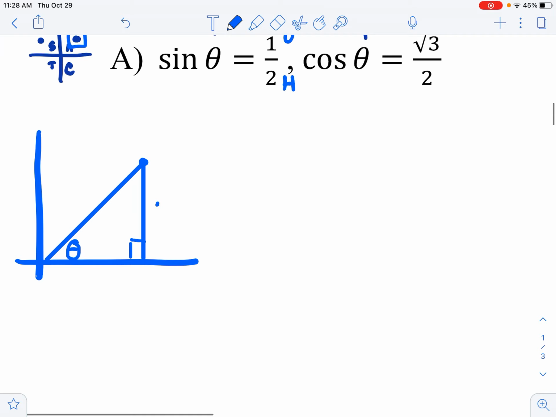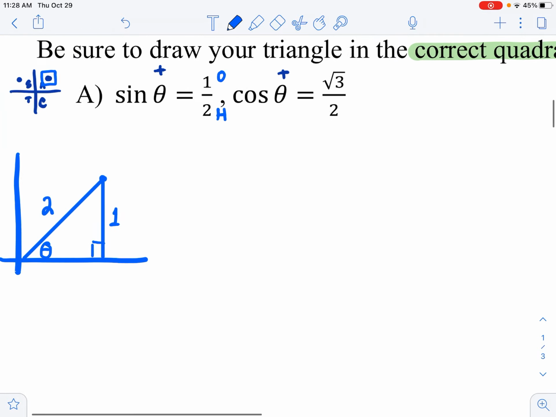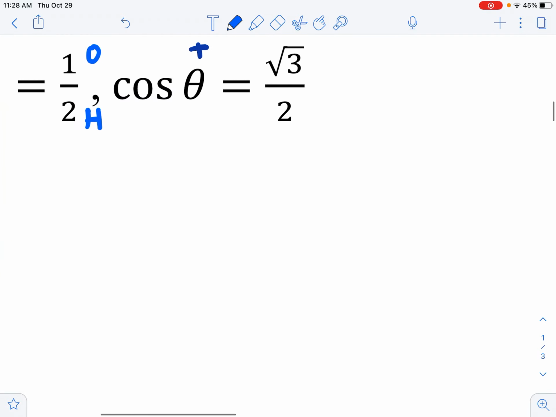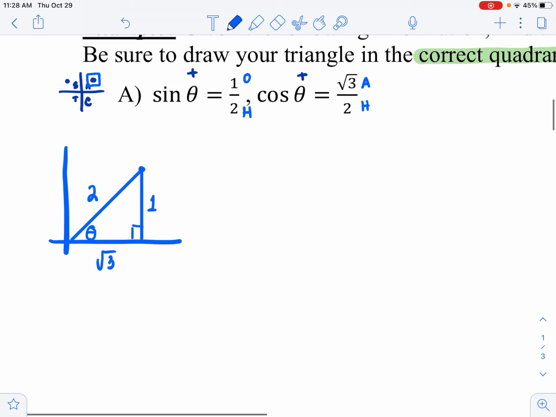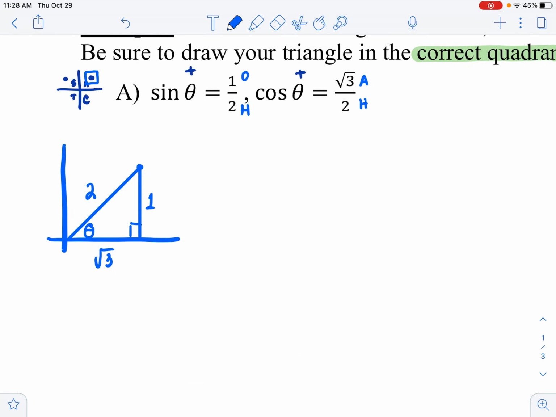Remember, sine is opposite over hypotenuse. So the opposite side is 1, and the hypotenuse is 2. Now, I might have to use the Pythagorean Theorem to get the third side, unless I was given more information that helps me. They also gave me cosine, which is adjacent over hypotenuse. So I know the adjacent side is √3, and the hypotenuse is 2, which I already knew. So I didn't have to do the Pythagorean Theorem to figure out the third side.